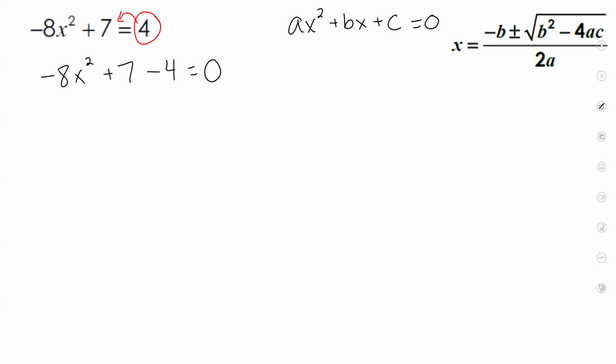Okay, we're almost done. We can simplify this a little bit more. What's 7 minus 4? 3. Okay, so now it is in standard form. Now that it is in standard form, we're going to identify A, B, and C. So what is my A value? Negative 8. What is my B value? 0. We do not have a B value. There's nothing there in the middle. What is my C value? 3.